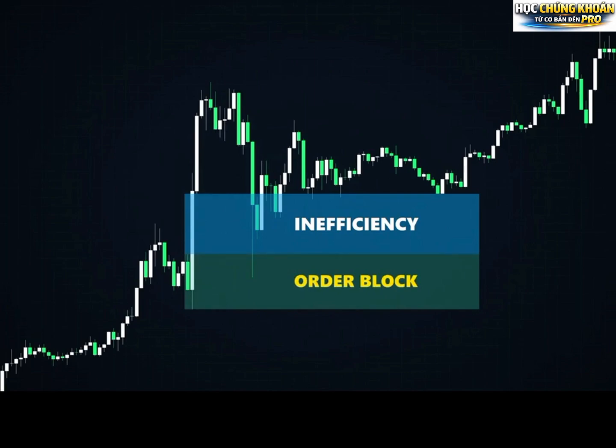But before you dive in, ask yourself, has the price already returned to this level? If it hasn't, the inefficiency is still there, and the order block is fresh. If it has, pay attention to how the price reacts. A strong bounce means smart money is still active, but if the price moves slowly through the level, it could mean the imbalance has been filled, making it less significant.